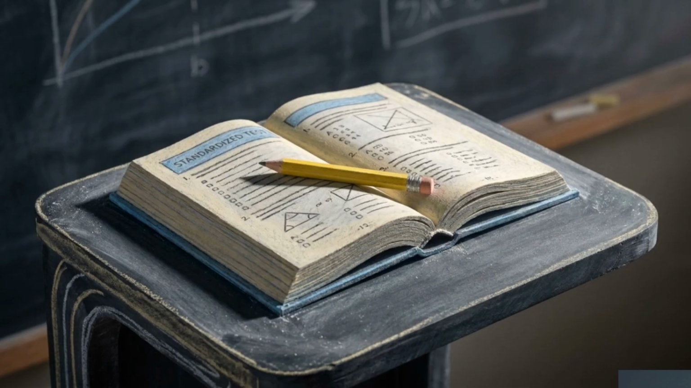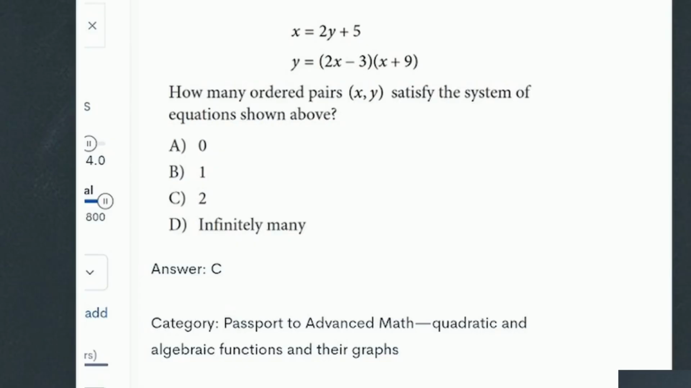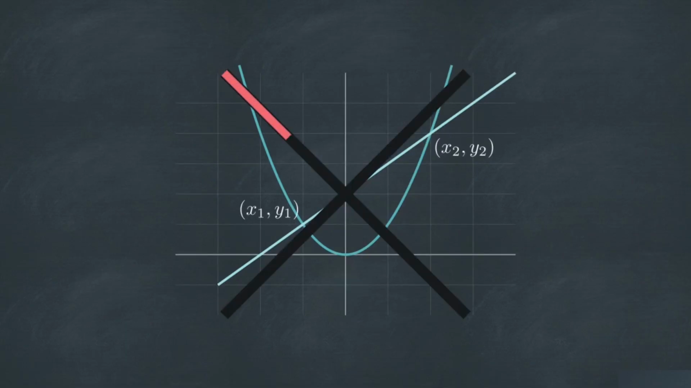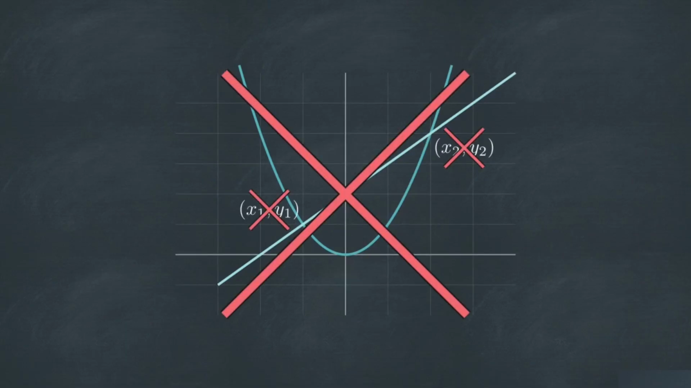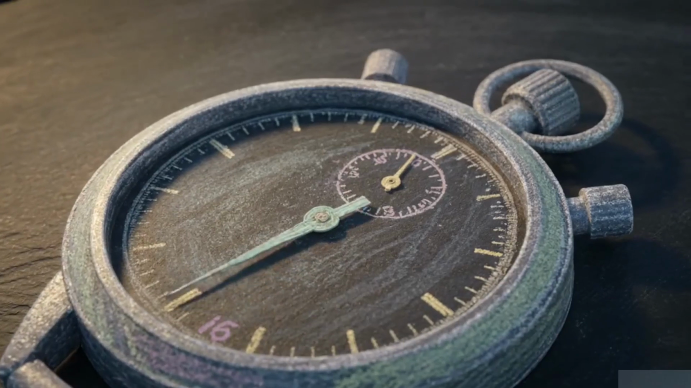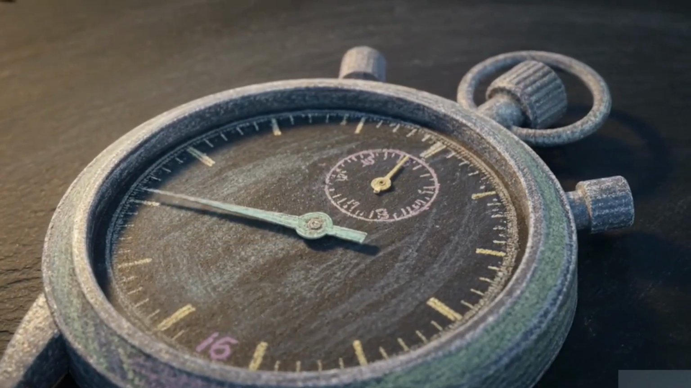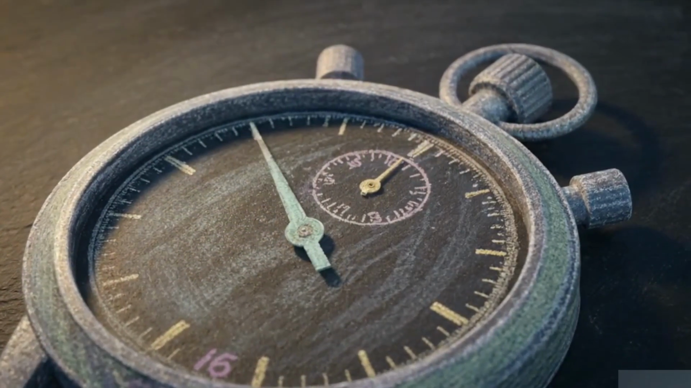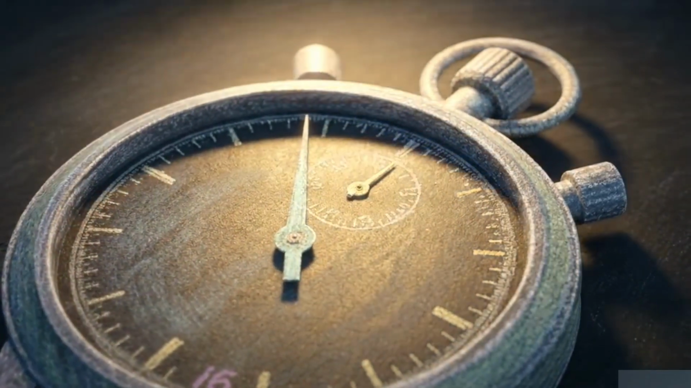Let's return to the multiple choice question that started this entire process. The problem asks how many ordered pairs satisfy the system. Based on our discriminant result, we know the answer is definitively C, 2. We arrived at this answer without ever drawing a graph or calculating a single exact coordinate. We simply proved exactly how many times the line and the parabola intersect. Memorizing the 3 discriminant rules allows you to bypass brute force calculation entirely. It is a highly efficient strategy to save critical time on standardized tests.